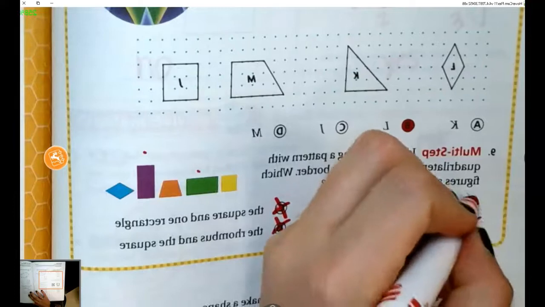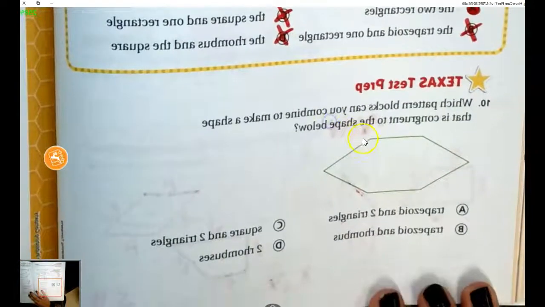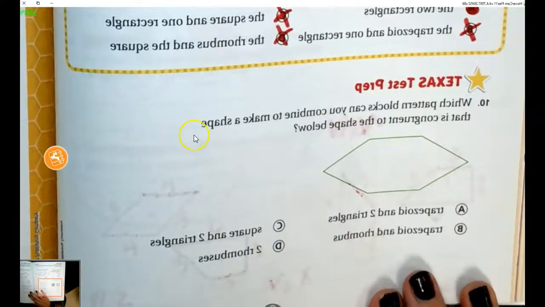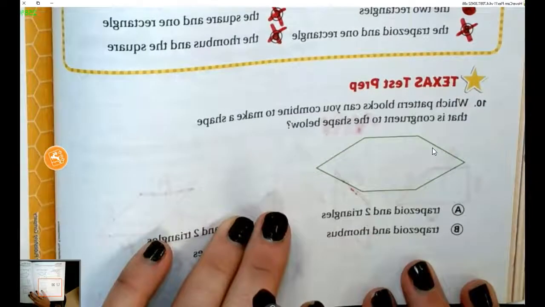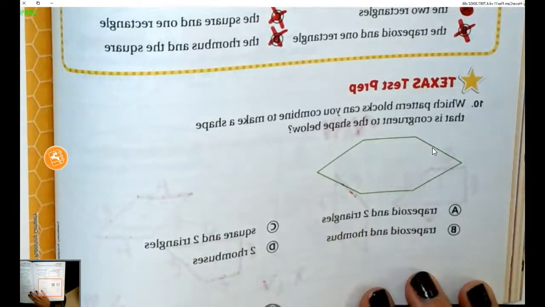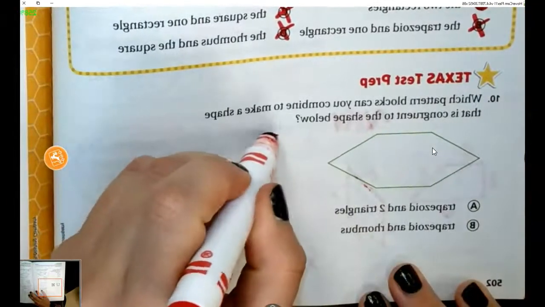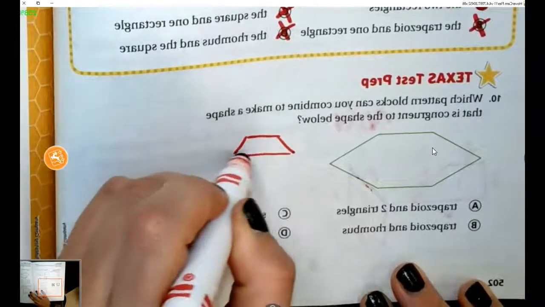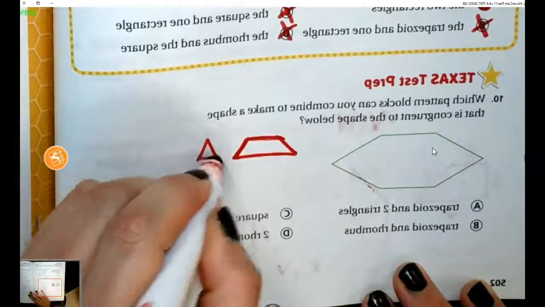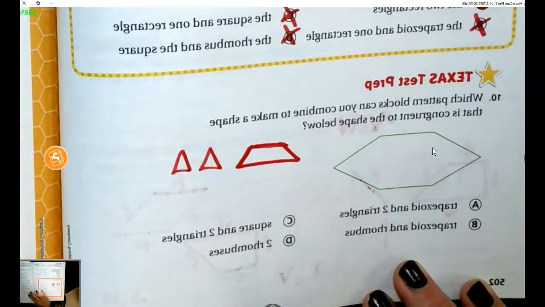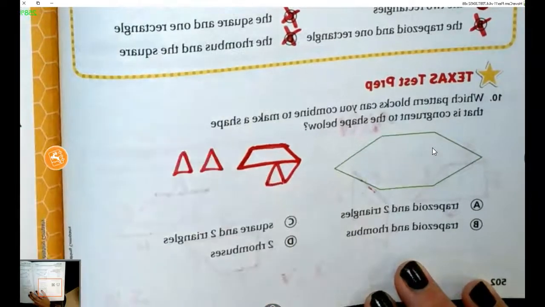So A is correct. And the last one, which 2 pattern blocks can you combine to make a shape that is congruent to the shape below? Which pattern blocks? Okay. A trapezoid and 2 triangles. Okay, so remember a trapezoid looks like this most of the time. So could I combine that with 2 triangles? No, even if I put the 2 triangles down here like that, still not going to complete that shape.